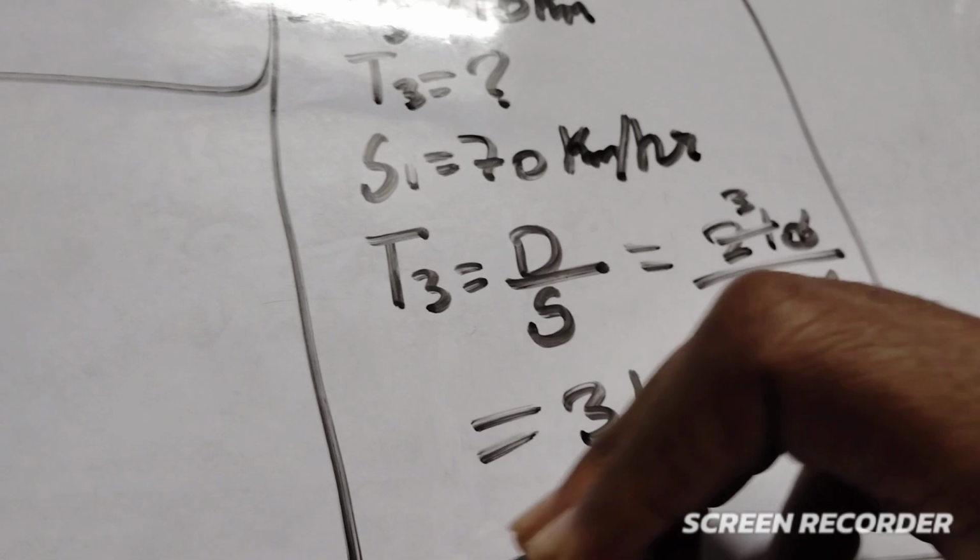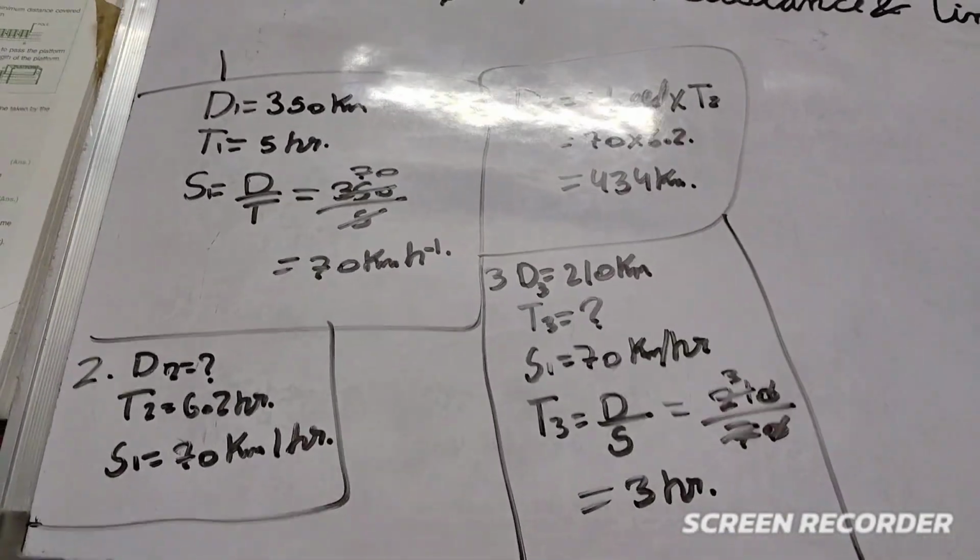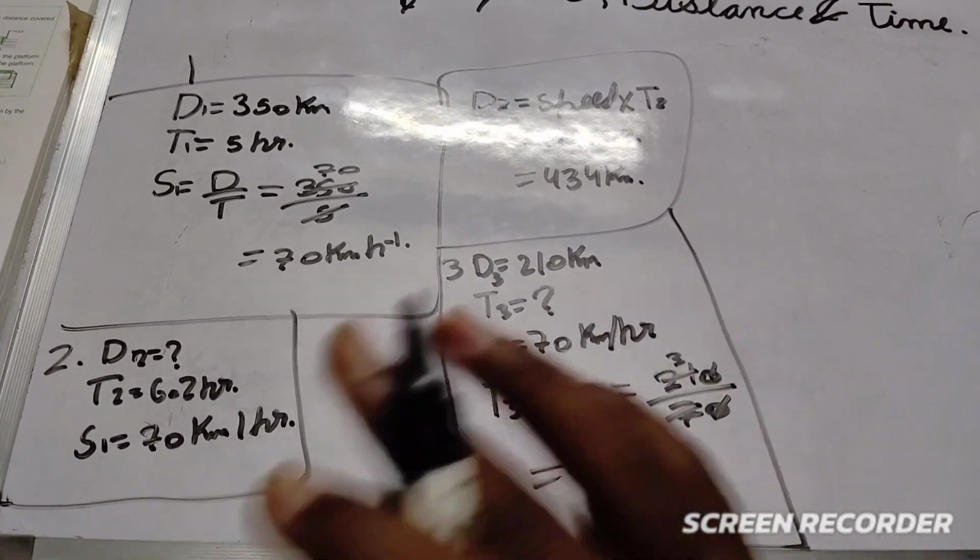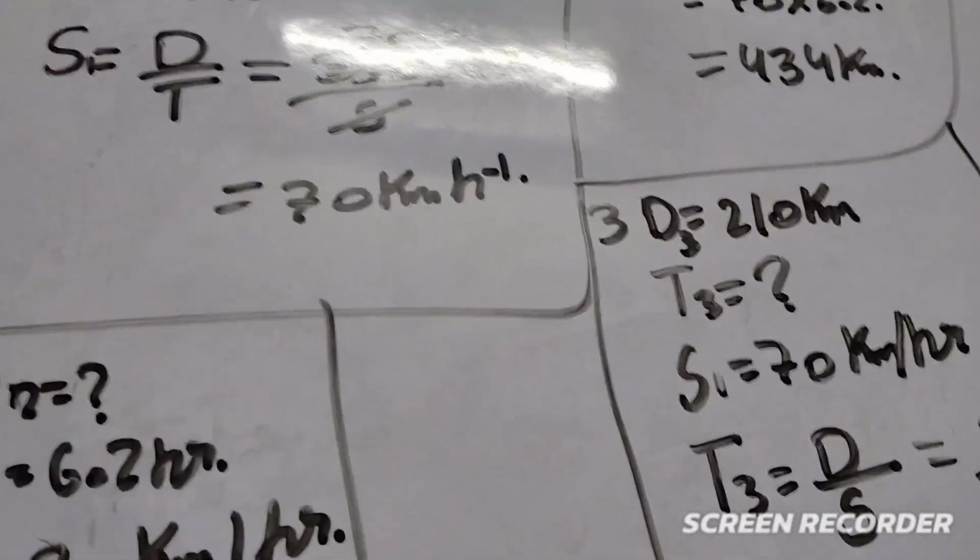So all the terms are completed in all these things. Now we will complete it. So it's an easy one, and question number 6 is your homework.